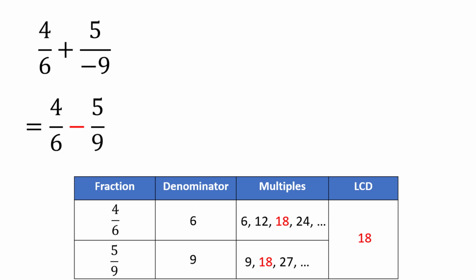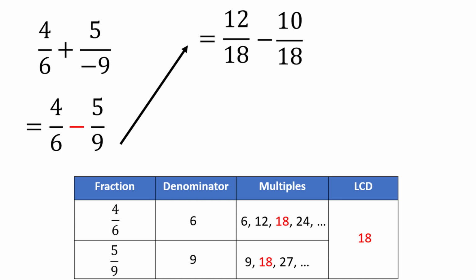We must multiply our first fraction numerator and denominator by 3, so that we get a denominator of 18, which gives us 12 over 18. We must multiply our second numerator and denominator by 2, which gives us 10 divided by 18. Now we can subtract our numerators. We have 12 minus 10, which is equal to 2. 2/18 can be reduced to 1/9, which is our final answer.